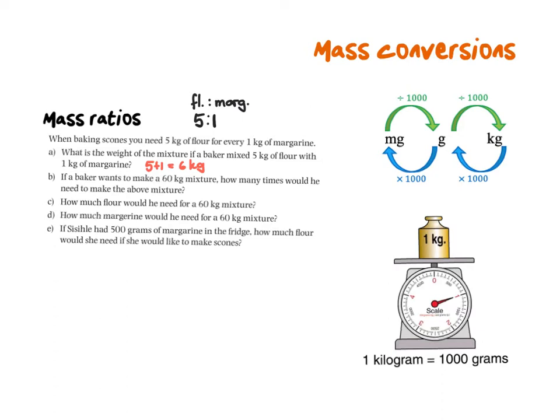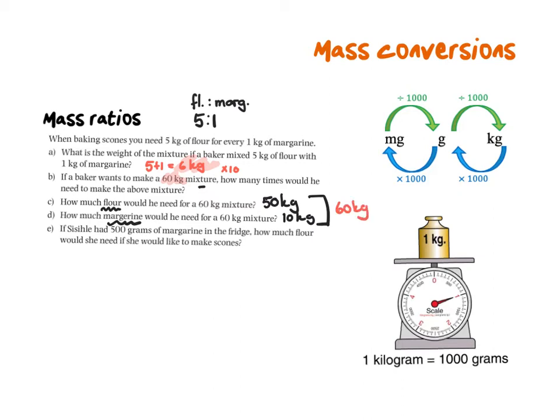Well, to get from 6 kilograms to 60 kilograms, we multiplied by 10, meaning that both the flour and the margarine would need to be multiplied by 10. So that is what they ask in the next question. They ask how much flour would you need, and that would be 50 kgs. And how much margarine would you need, and that would be 10 kgs. And together, that gives me the 60 kgs, which I worked with in question B.